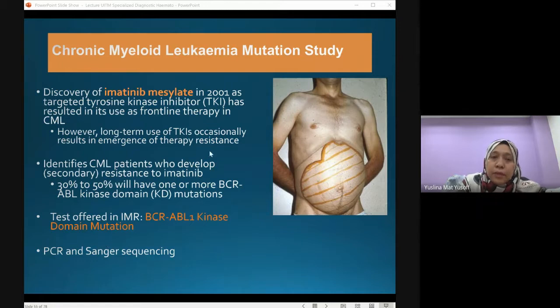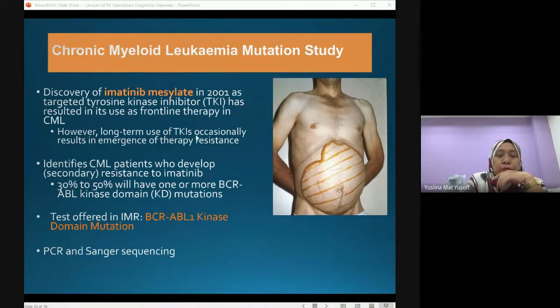Next is chronic myeloid leukemia mutation study. This I just show how a patient with chronic myeloid leukemia usually have splenomegaly. Characteristically, they have a very big spleen. Usually the CML patient has this 9;22 translocation that I've shown you a few times before. And the discovery of this tyrosine kinase inhibitor called imatinib mesylate in 2001 has resulted in its use as a frontline therapy in CML.